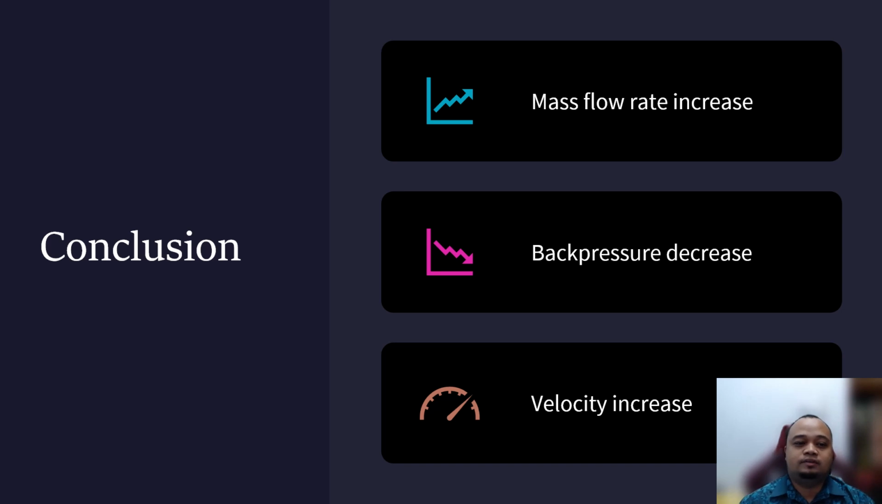Number one, the mass flow rate of the exhaust gas increased. Number two, the back pressure inside the exhaust muffler decreased. Number three, the velocity of the exhaust gas through the exhaust muffler has increased. With these three conclusions from the process of modifying the exhaust muffler design, it can make the engine perform better and reduce the burden on the engine.